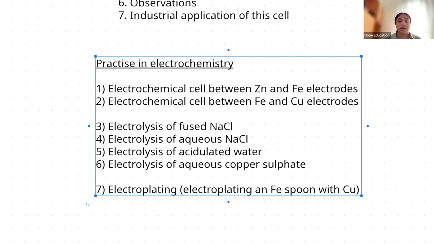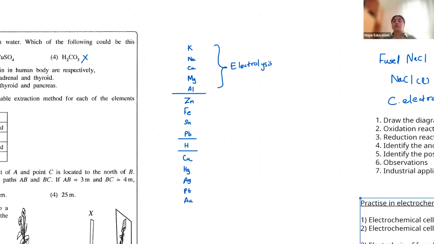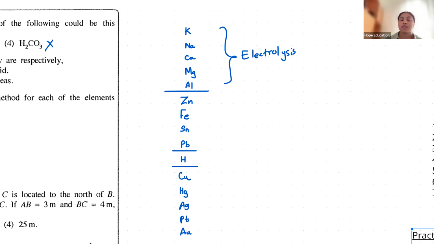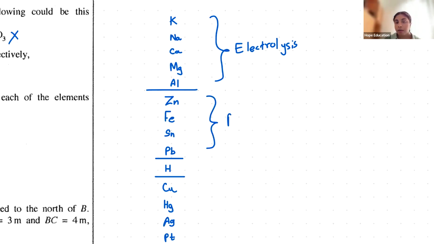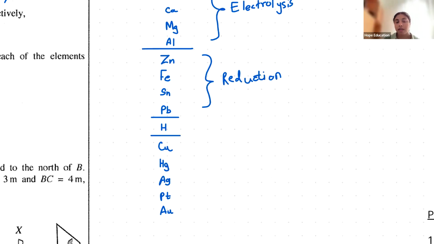So let's go back to our question. It is by electrolysis that we extract the most reactive metals. The middle group we extract by reduction. Remember, we extracted iron from hematite using a blast furnace. That is a reduction method. The lower reactive ones we extract by physical methods. Copper is also extracted by reduction, but the rest of it is extracted by physical methods.